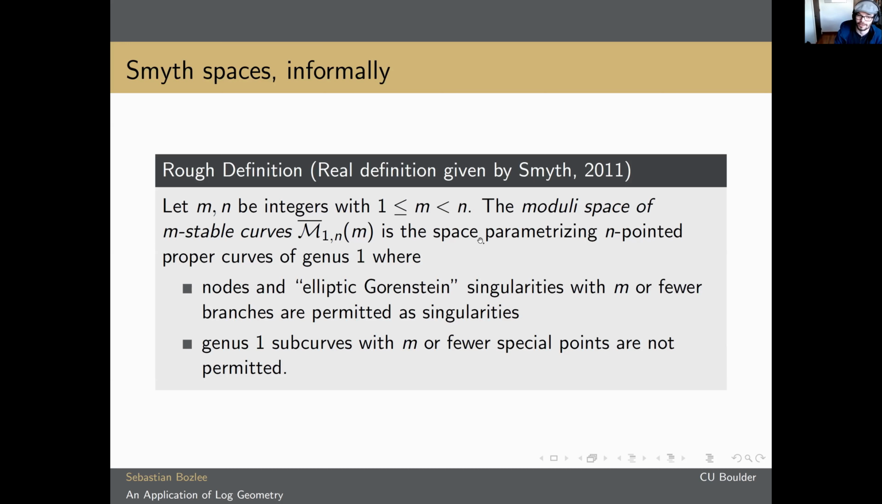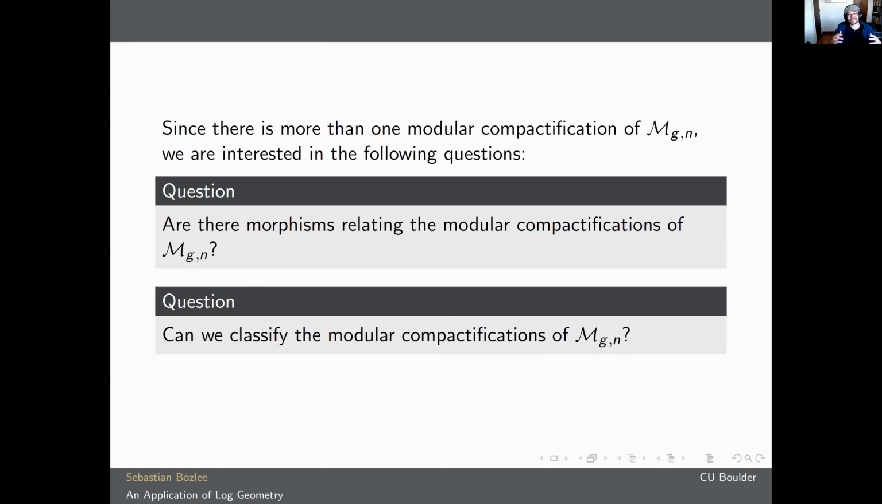And in order to allow those singularities, we're making the trade that we no longer allow genus 1 subcurves with m or fewer special points. Okay. So the point is there are many modular compactifications of M_{g,n}. And then it becomes interesting to ask, what are they, for one, and how are they related? So those are sort of our 2 central questions. We're going to get nowhere near answering these questions. There's a lot here. But we'll end up with a system that can produce some modular compactifications and a system which relates those modular compactifications to each other. So we'll have a family of those.